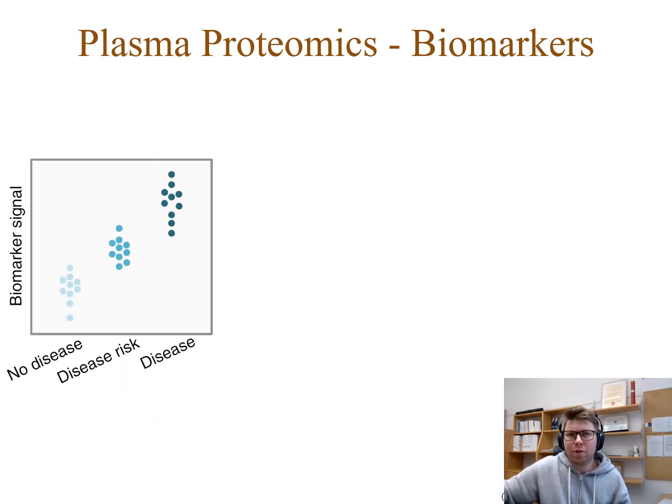And this allows you to identify so-called biomarkers, and biomarkers can be proteins that are associated with a disease state or disease progression or disease risk. This is illustrated here to the left, where this biomarker had very low levels in healthy controls, slightly elevated levels in a group with an increased disease risk, and even higher levels in the disease state.